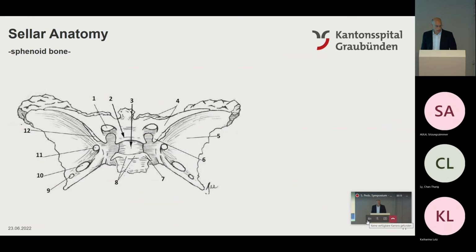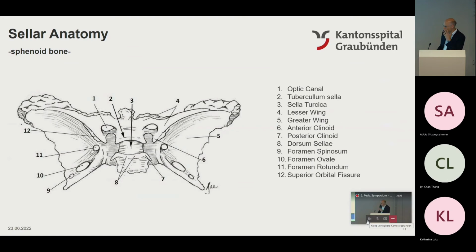Talking about sellar anatomy is always to talk about the sphenoid bone. And this is also a sketch from the internet, and it was related to a test for medical students. I won't go through all of these various points, but I think it is good to remind where the different parts are located, because the sphenoid bone is very complex.